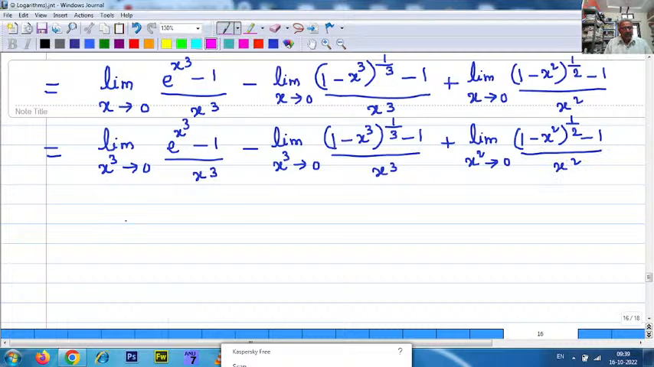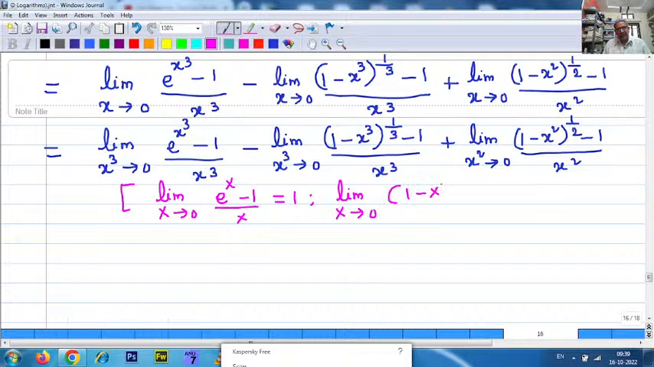Okay, see, we have the standard results. Limit x tends to 0, e power x minus 1 by x equals 1. And next, one more result we have. Limit x tends to 0, 1 minus x whole to the power of n minus 1 by x is negative n. So just substitute these two values. The first one we can write 1, second one using this formula, third one also using this formula.